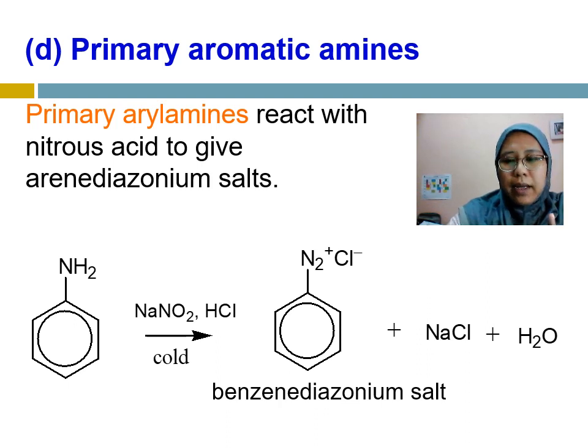Number 1, primary aromatic amine. When it reacts with HONO, it's going to form arene diazonium salts. This is how it looks like. Okay, there is only one reaction between a primary aromatic amine, an aniline, and it is going to form benzene diazonium chloride.